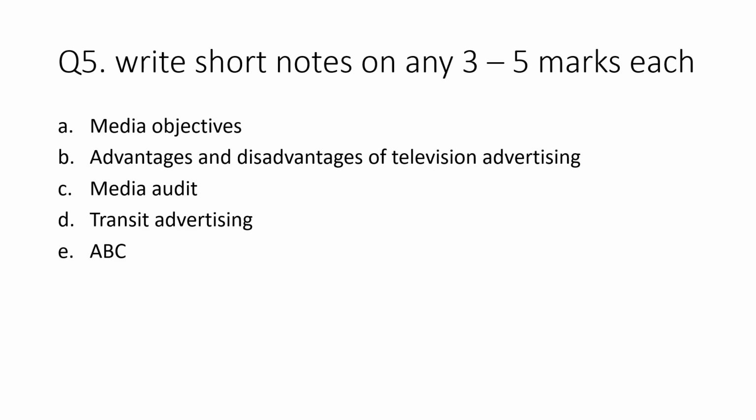Question 5, write short notes on any three. They are 5 marks each. So you can choose whichever three you know properly and attempt those. You have media objectives, advantages and disadvantages of television advertising, media audit, transit advertising, and ABC, Audit Bureau of Circulation. So you can choose whichever three you want to answer. This is the format that you will get in your board exam too.